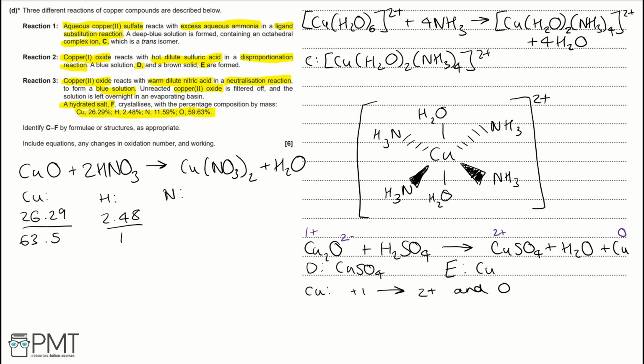For nitrogen, that is 11.59 divided by 14. And for oxygen, 59.63 divided by 16. So that would give us for copper 0.41, for hydrogen 2.48, for nitrogen that gives us 0.82, and for oxygen that gives us 3.72.